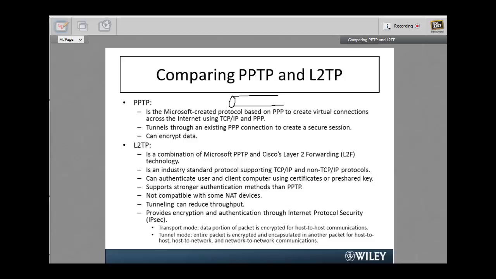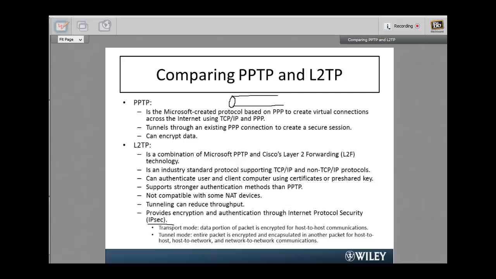L2TP is the combination of the Microsoft PPTP and Cisco Layer 2 Forwarding technology. It's an industry standard supporting TCP/IP protocol. It can authenticate user clients using certificates or a pre-shared key, and supports stronger authentication methods than the other one. It is not compatible with some NAT devices. Tunneling can reduce throughput, and it provides encryption and authentication through Internet Protocol Security, or IPsec.